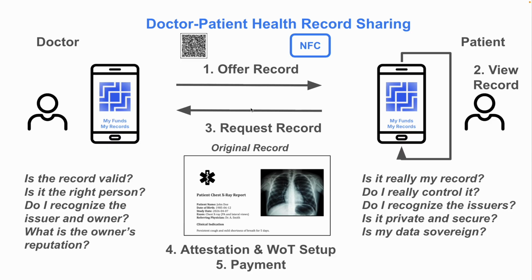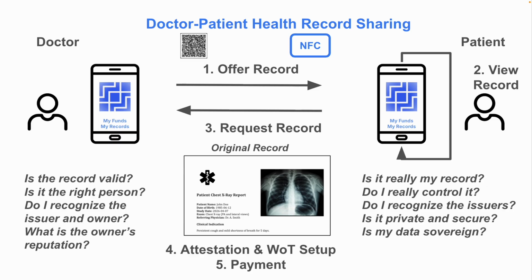The scenario that I'm going to be going through is a doctor-patient health record sharing, where the doctor offers a record, such as an x-ray. You see an example of the PDF with the image there, the original record. The patient can view the record on their Safebox, and then another doctor can request the record to see it. Later in the demo, I'll show the attestation and the Web of Trust setup, and if I have time, a payment. The key thing here is that I'm trying to replicate the trustworthiness.